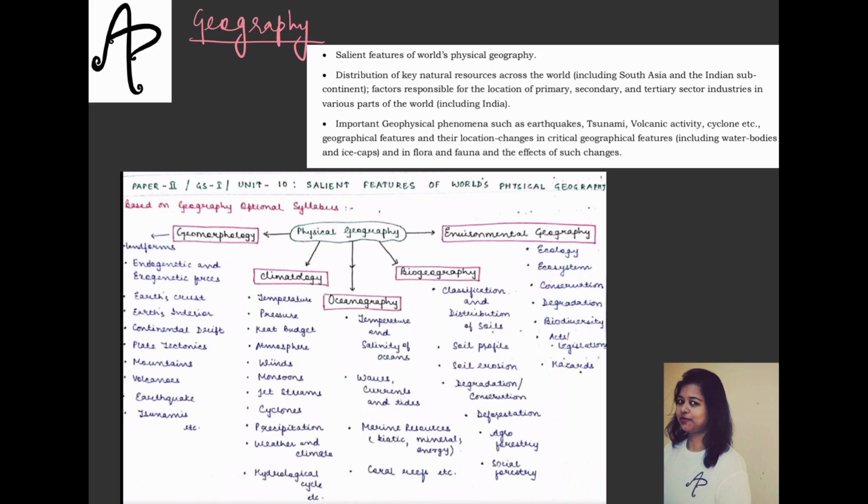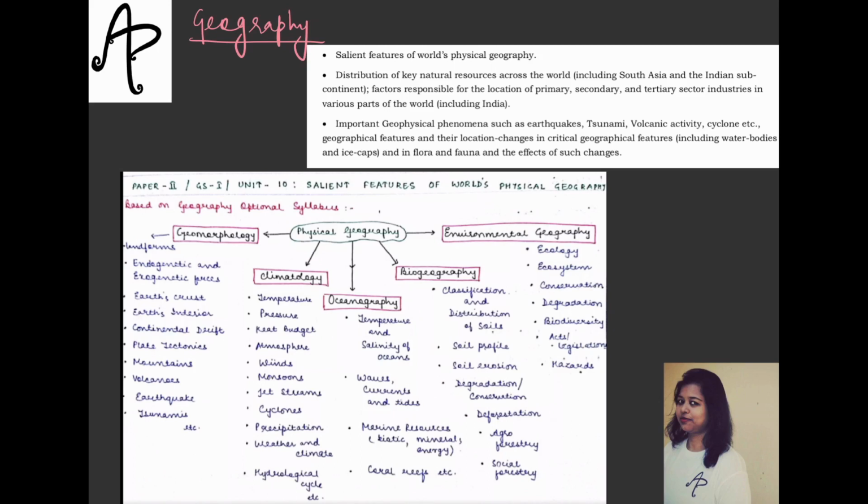So we can talk about oceanography. Now what all possibilities are there in the context of oceanography? For example, you can talk about temperature and the salinity of oceans. You can talk about movements in the water bodies like waves, currents and tides. You can also talk about certain marine resources like biotic, mineral, energy etc. and coral reef. ये environment के साथ overlap हो जाता है.